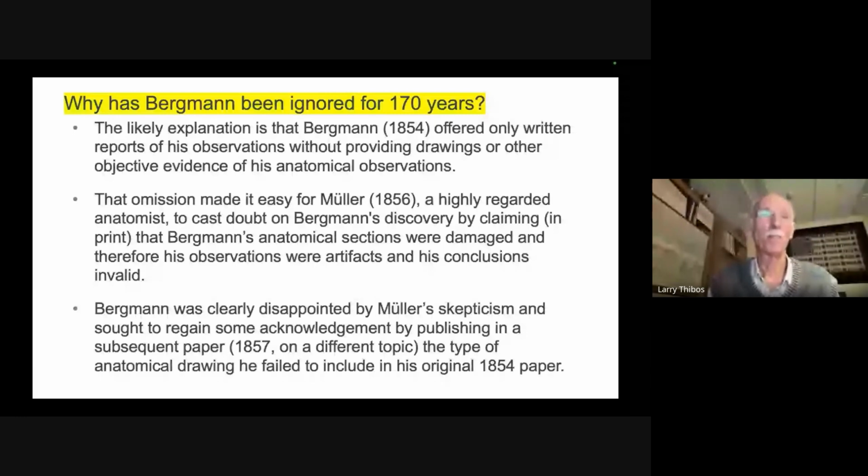Bergmann was obviously and clearly disappointed by Müller's skepticism, and he actually sought to regain a little bit of acknowledgement for his accomplishments by publishing a second paper in 1857. It was actually a paper on a different topic, but the first part of the paper is a kind of rebuttal to Müller. And he showed in this one the type of anatomical drawing that he failed to include in his original 1854 paper.